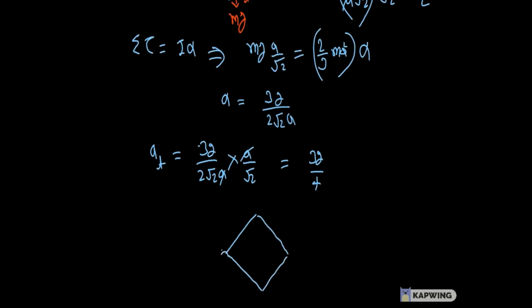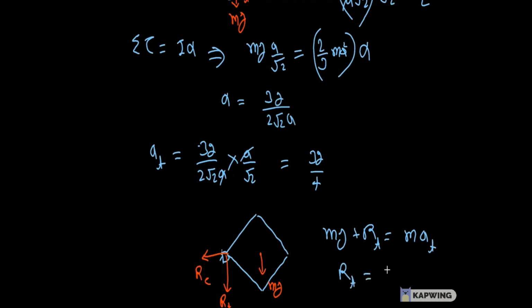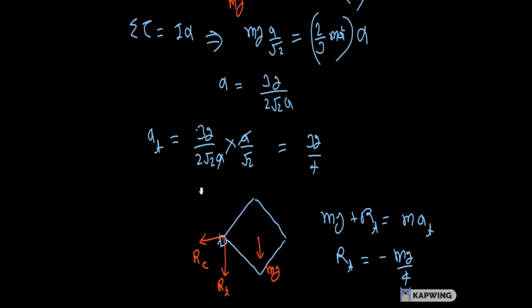On this plate, hinge reactions are RC and RT. RC in this direction, in the centripetal direction, and RT in this direction. And there is mg also. So net force in the direction of tangential acceleration, as you can see, is mg plus RT, and that will be equal to m a t. So from here we will get RT equal to 3mg by 4 minus mg, which gives minus mg by 4. Minus is denoting that the direction is opposite to the assumed direction, and there will be RC also.